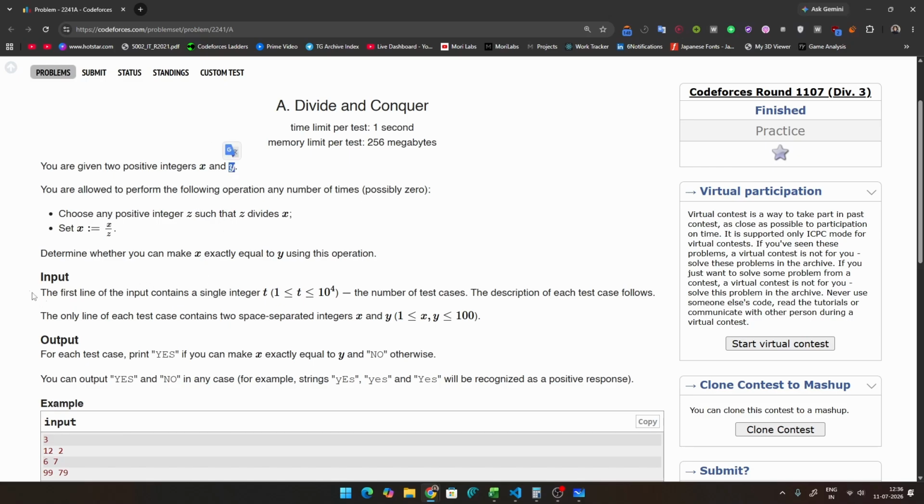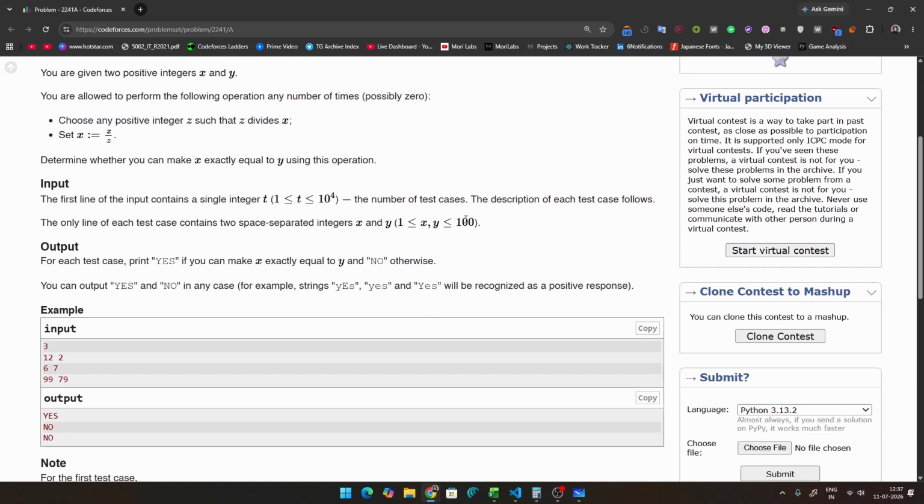Okay, so the first line of input contains a single integer, which is the number of test cases, followed by two space separated integers, x and y. The value of x and y will be between 1 and 100. Okay, this is very important. We'll come back to why this is very important. For each test case, print yes if you can make x exactly equal to y, or print no.